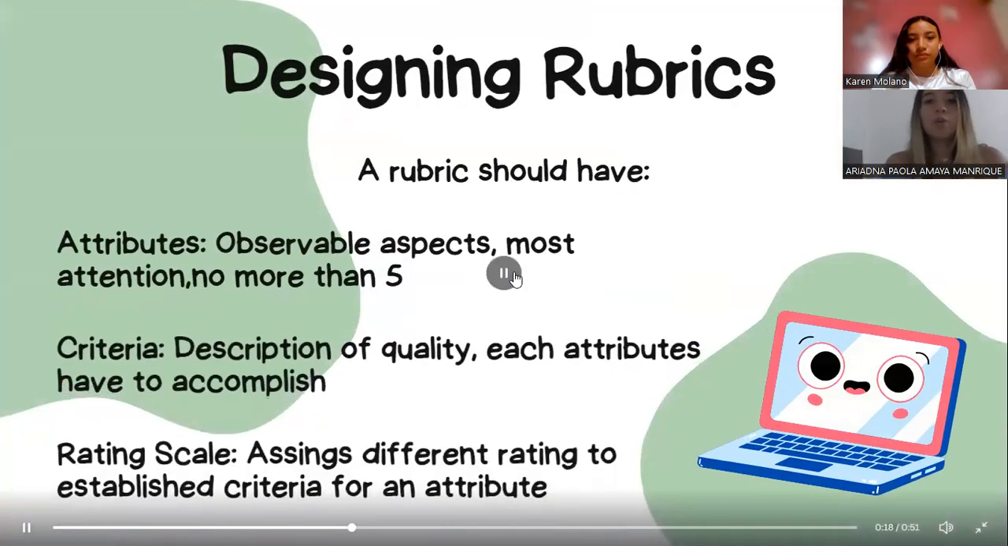Okay, so now we are going to see what a rubric should have. As I mentioned before, first there are the attributes. They are the observable aspects that need the most attention, and there should be no more than five. We have criteria, which is the description of the quality each attribute has to accomplish. And finally, we have the rating scale, which assigns different ratings to establish a criterion for an attribute.